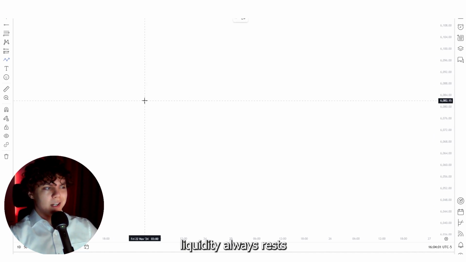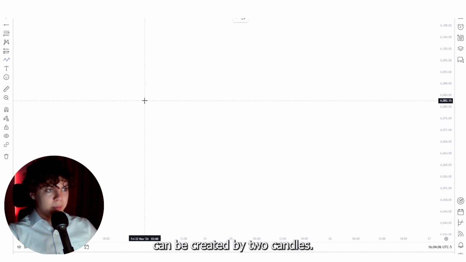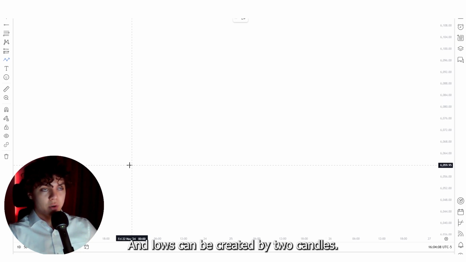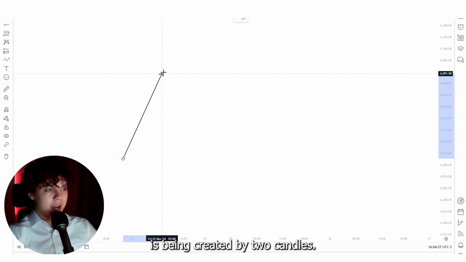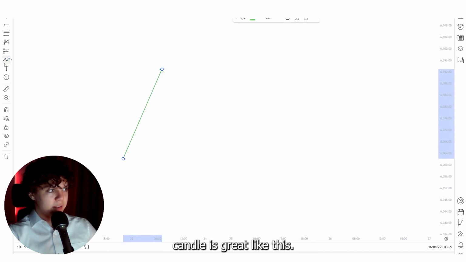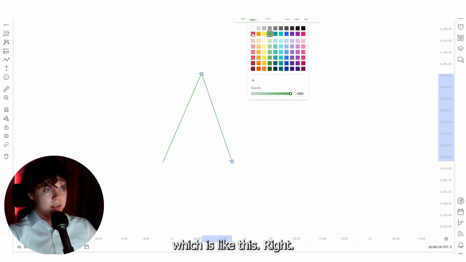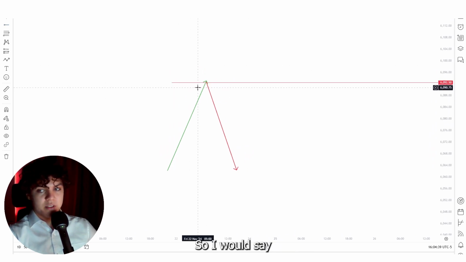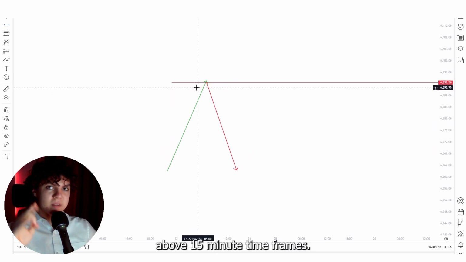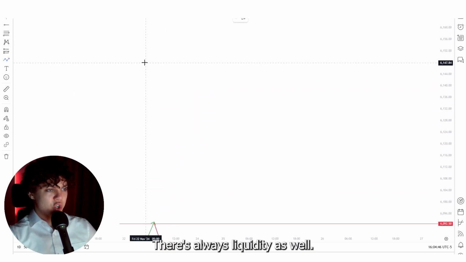So essentially, liquidity always rests above highs and below lows, and these highs can be created by 2 candles and lows can be created by 2 candles. I'm going to show you how you can spot highs and lows. So pretty much a high is created by 2 candles. The first one is the up candle, it's created like this, and the second one has to be a down candle, which is like this, right? So above the high, there's liquidity in the higher time frames. I would say above 50-minute time frames, there's a lot of liquidity above these highs, and obviously below lows there's always liquidity as well.